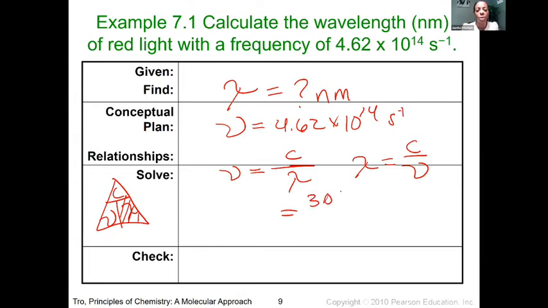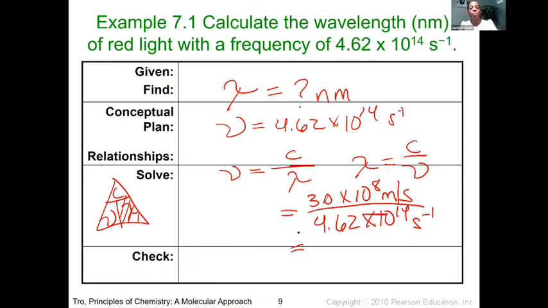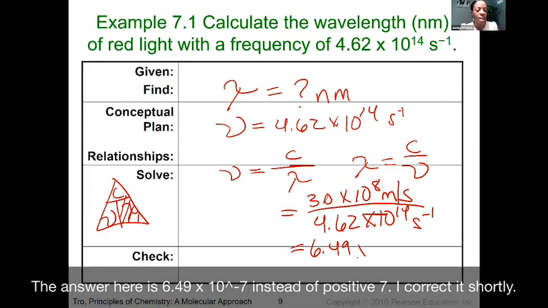So we would say 3.0 times 10 to the 8th. Remember, that is a constant that you would be able to plug in. It may not be stated in the problem for you. And then divided by our frequency, which is 4.62 times 10 to the 14. Now, when we plug this in, we see that we have 3 e to the 8th divided by 4.62 e to the 14th. And what we end up getting is 6.49 times 10 to the 7th. And the units here would be, well, seconds and seconds cancel. So this would be meters.